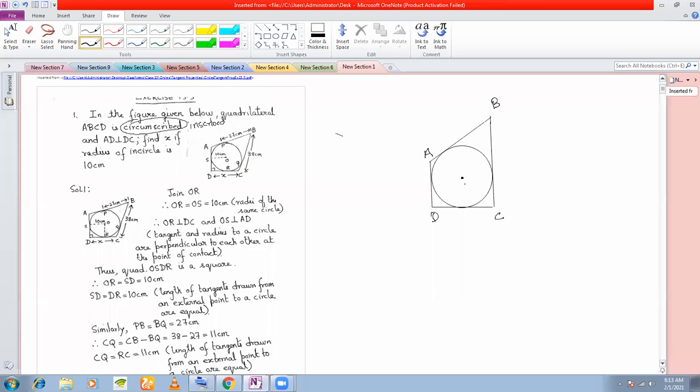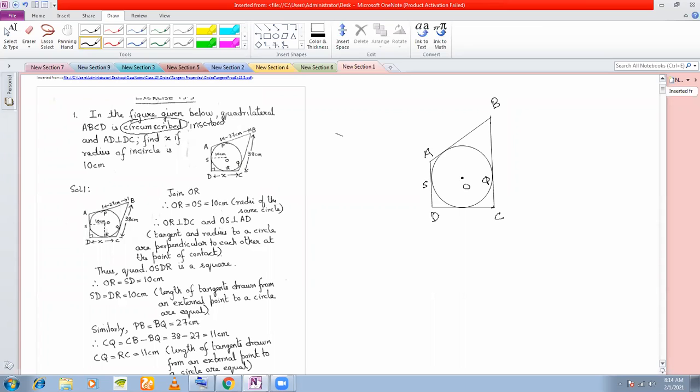Center of the circle is given to you. This point is given as S. This point is given as Q. So there are 2 points of contact of the circle with the tangents AD and BC. Okay.